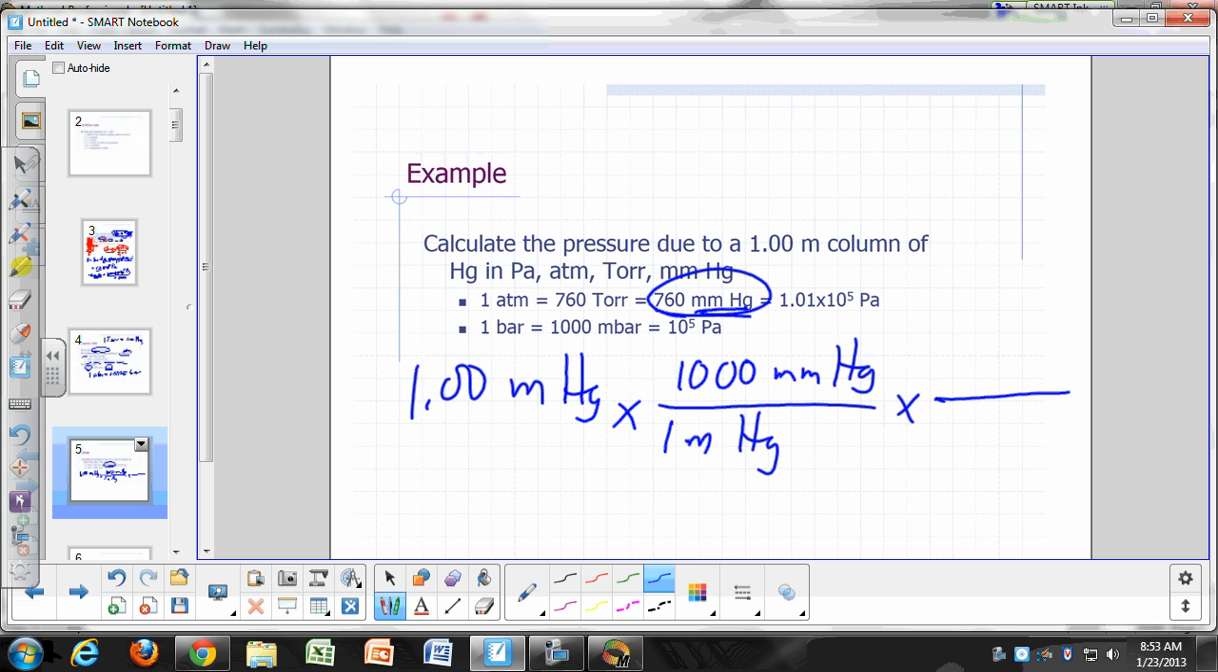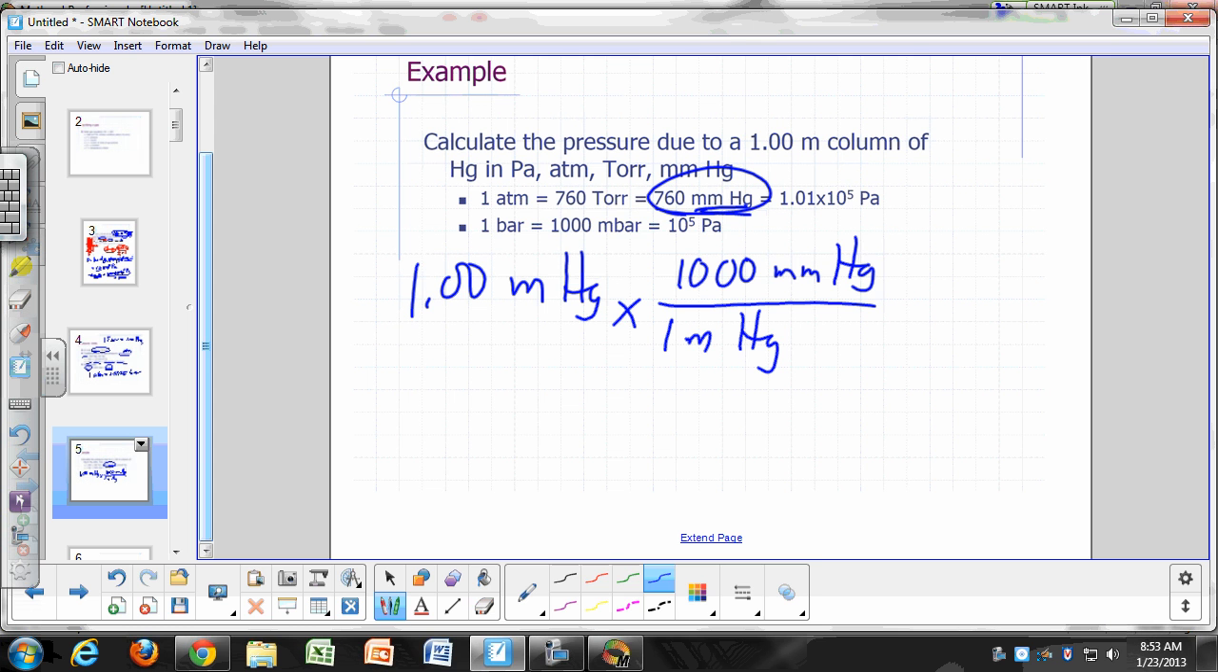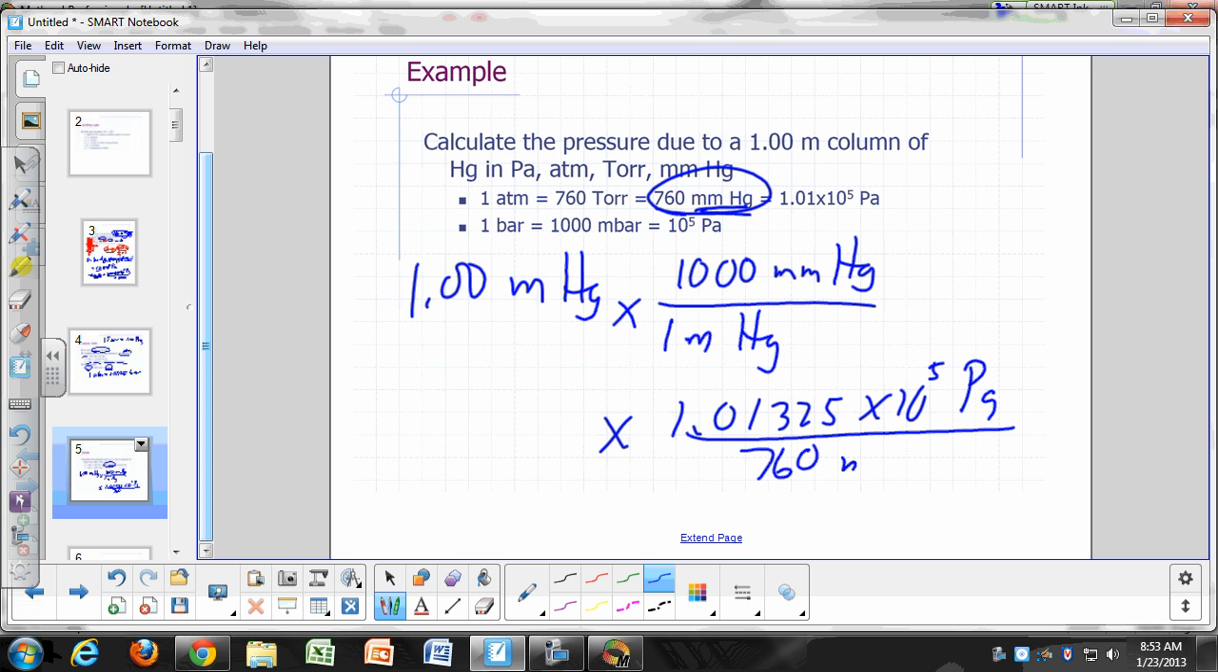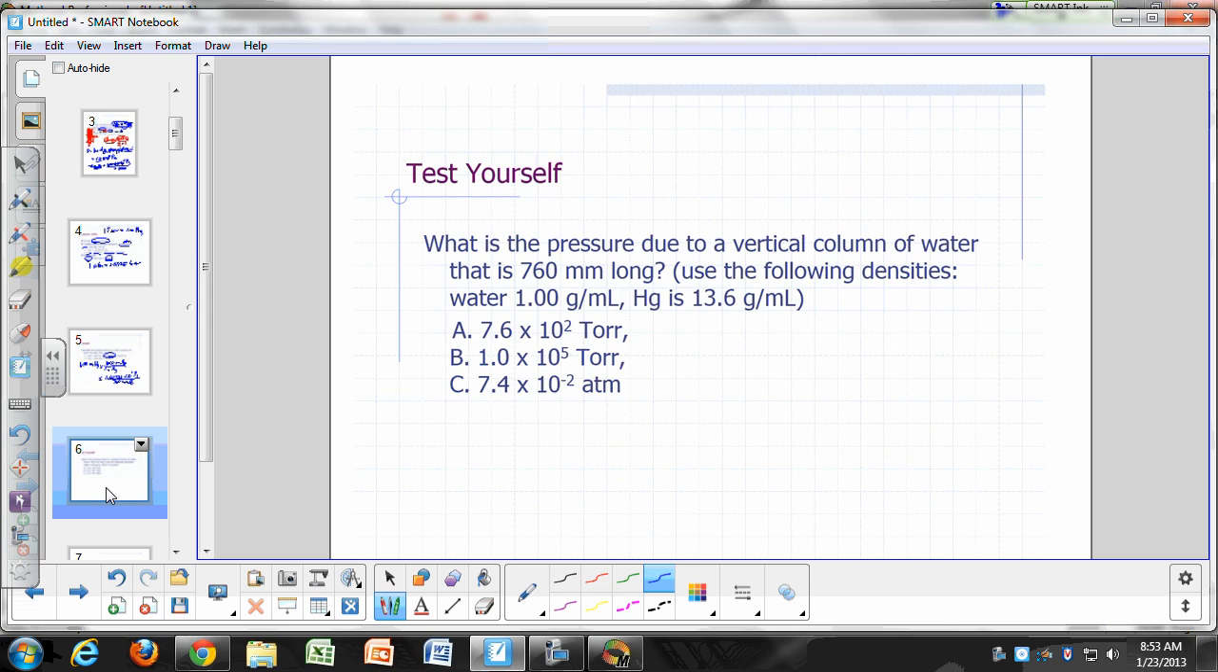And then if you want to change that to Pascal, I can multiply that by 1.01325 times 10 to the 5th pascals, equivalent to 760 millimeters of mercury. Right. So it's a simple conversion problem. All right.